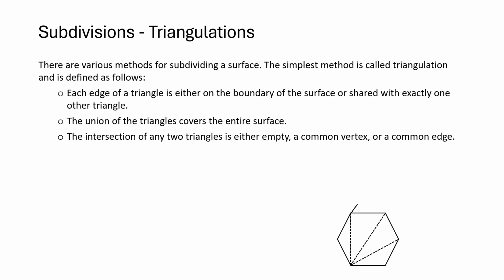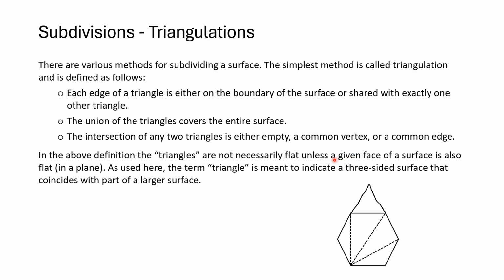Let's just say that this solid was like that. Then this triangle and the one on the bottom here, their intersection would be empty. Then in other cases, they have a common vertex. So for example, this triangle and this triangle, in fact all four of these, share that same common vertex. And then, for example, this triangle and this triangle share a common edge. Okay, so that's triangulation.